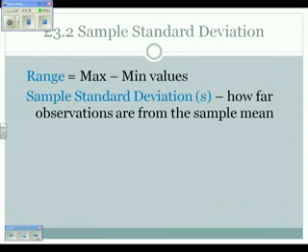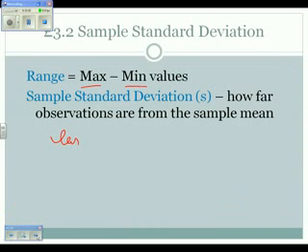The range is just the range of the data values. So you take your largest data value, you subtract your smallest data value, and that's going to give you the range. So maximum data value minus the minimum data value will be your range. And then the sample standard deviation tells you how far the observations are from the sample mean. And until we work with sample standard deviation a good bit, it probably won't mean as much to you.